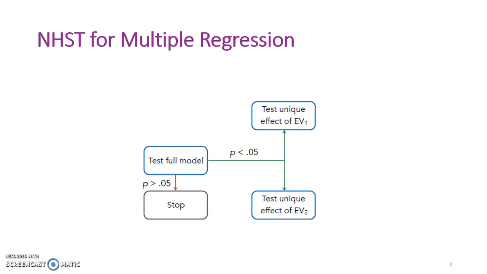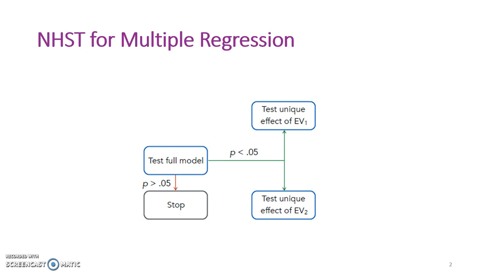So the first thing we do is we test the full model. So we include all of the predictors of interest. In our smoking example, we have 2 predictors. So we look at the test of the full model, the F test, the omnibus F test, and if p is larger than 0.05, then we stop. And we say that the predictors did not significantly predict our outcome. But if the test of the full model is significant at p less than 0.05, then we go on and test the unique effect of each predictor.